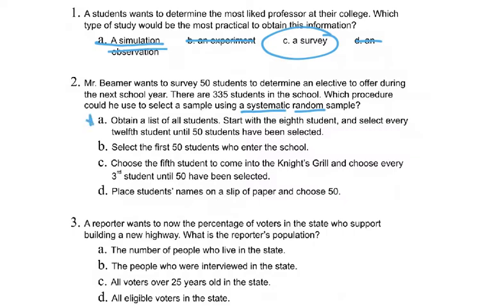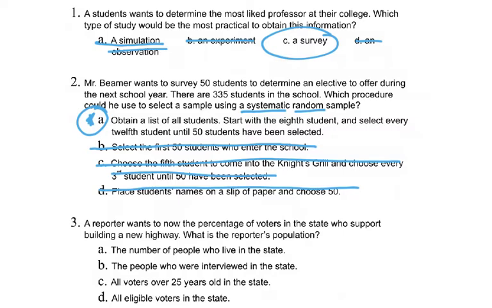So we're going to put a little star. That could work. B, select the first 50 students who enter the school. That's not random because you're picking only the people who come to school early. C, choose the 5th student to come into the night's grill and choose every 3rd student until 50 have been selected. That is systematic. It's not random because you're only choosing people in the grill. D, place the students' names on a slip of paper and choose 50. So that is random, but it is not systematic. So the only one that's going to work is A.